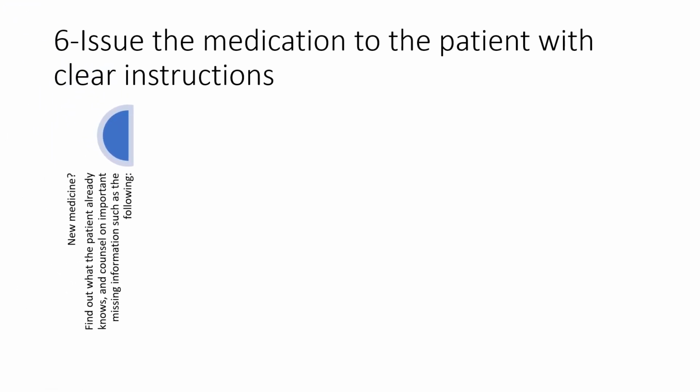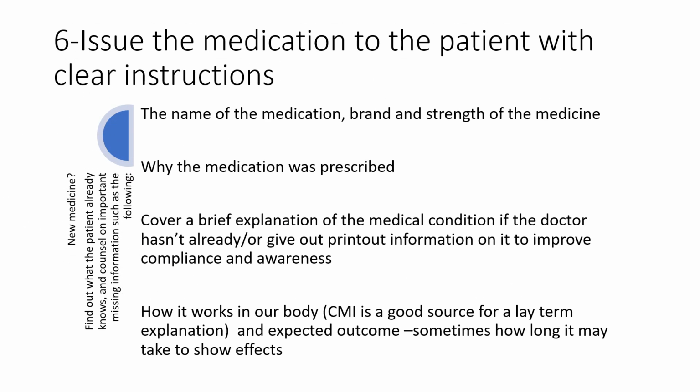So if it's a new medicine, you may want to consider the following points to cover in your counseling. Before you start, you may also wish to find out what the doctor has already told the patient about the medicine, or what the patient already knows about the medicine, so that you're not overlapping on some of the information they know. You may wish to include the name of the medicine, brand, and strength of the medication you're giving out, and highlight any brand substitution if you did change the medication to a generic, for example, to reduce confusion in future.